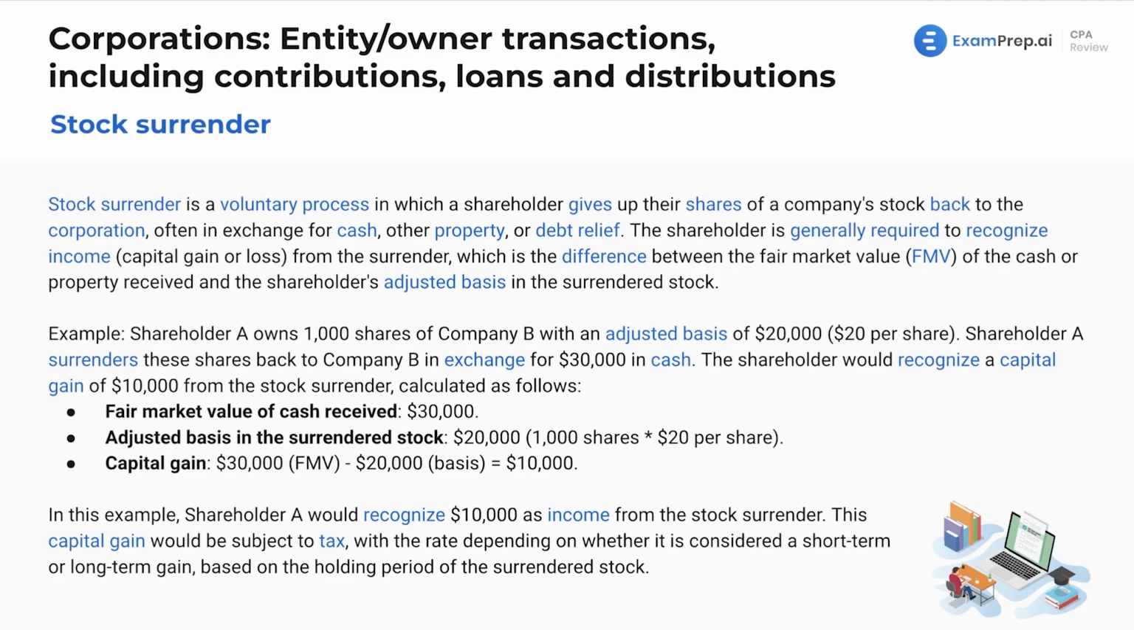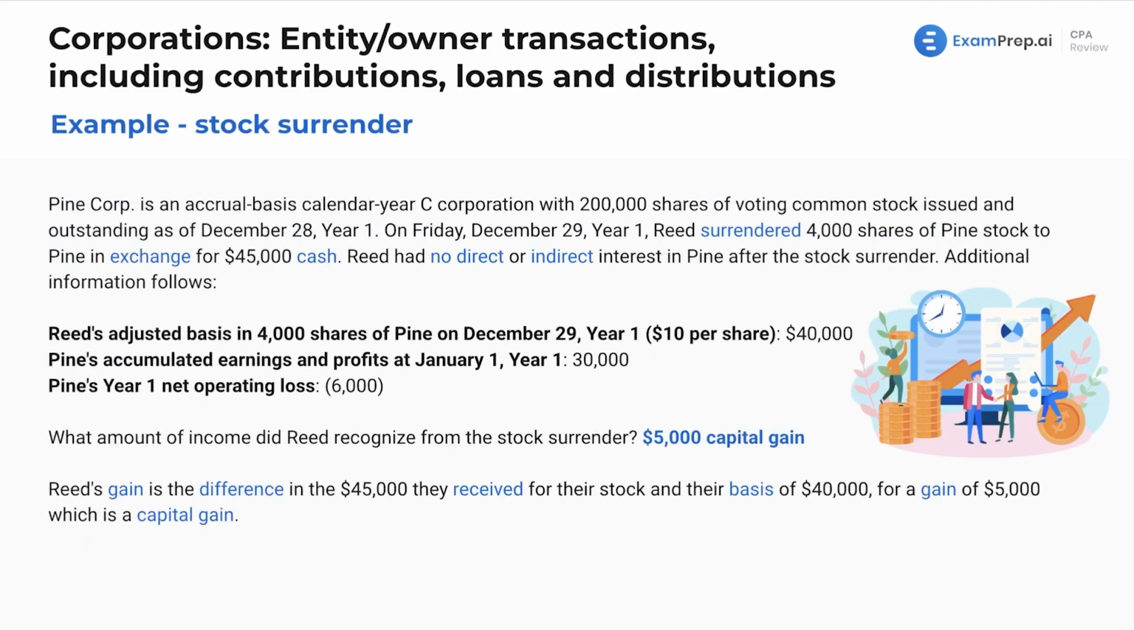All right, looking good. Got an example here on stock surrender. Pine Corp, it's an accrual basis calendar year C Corp with 200,000 shares of voting common stock issued and outstanding as of December 28th, year 1. On Friday, December 29, year 1, Reed surrendered 4,000 shares of Pine stock to Pine in exchange for $45,000 cash. Reed had no direct or indirect interest in Pine after the stock surrender.